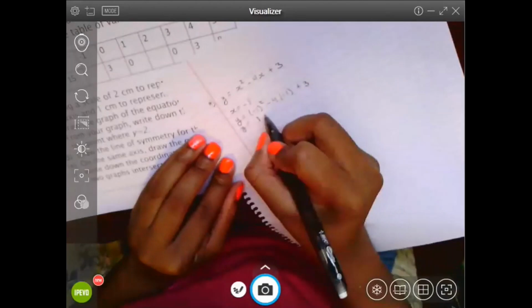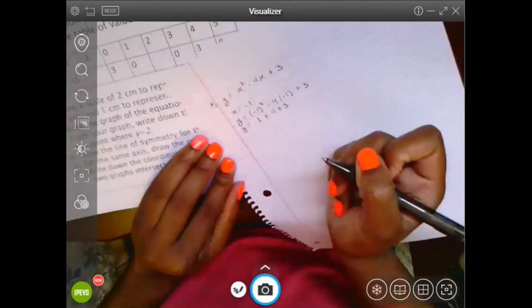I think I might be having a slow internet connection. If so, please bear with me. So I noticed it just said unstable connection.